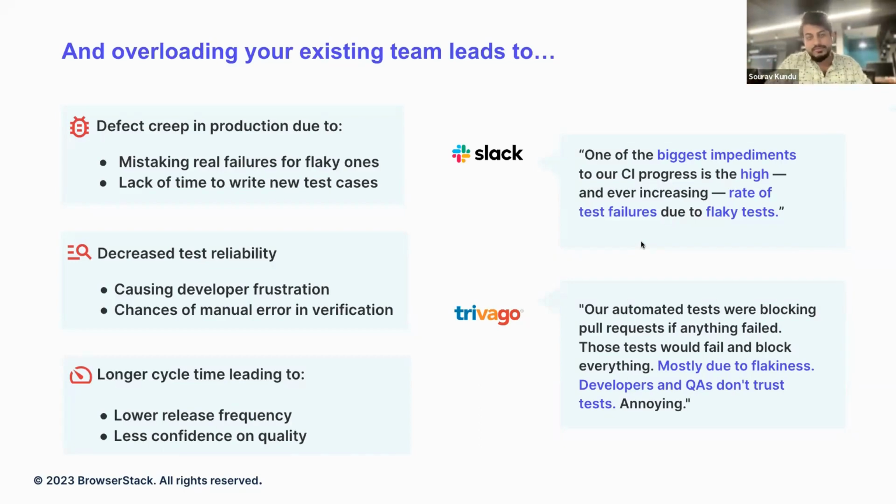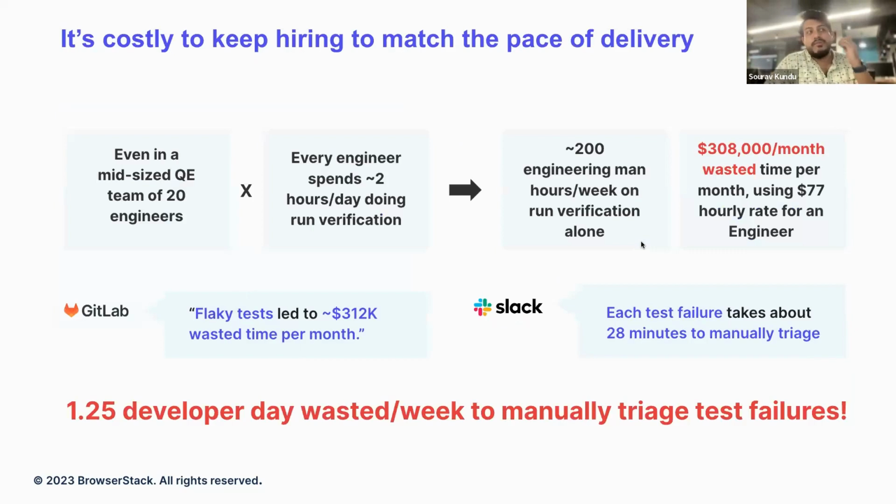If we do the math, even for a small or mid-sized QE team, let's say in a company, if we assume there are 20 members in the quality engineering team, and we talk to a huge amount of customers, huge amount of users that BrowserStack has, we got answers in the range of 1 hour to 3 hours. That's the time every engineer spends every single day doing test run verification. You just do the math, right? That's so many engineering hours, so many dollars spent on doing test run verification alone, right?